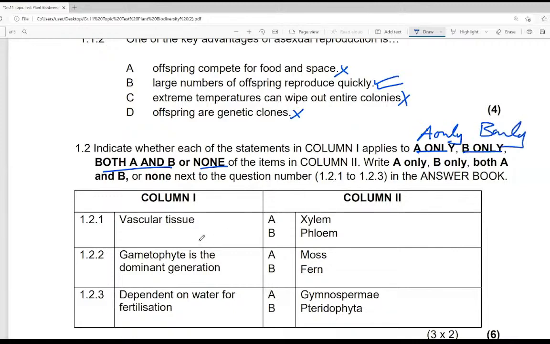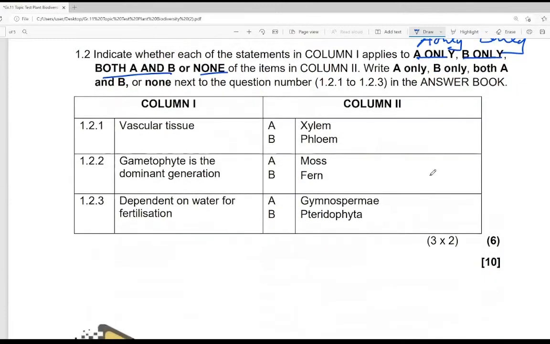They're saying that vascular tissue, remember I've been talking about the vascular bundle, vascular tissue. Here, when you talk about vascular tissue, you're talking about the xylem and the phloem. So the answer is going to be both A and B.